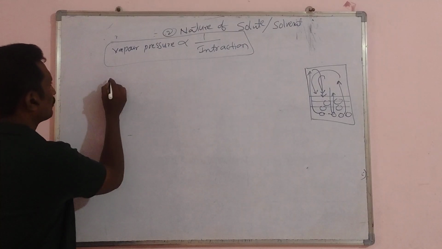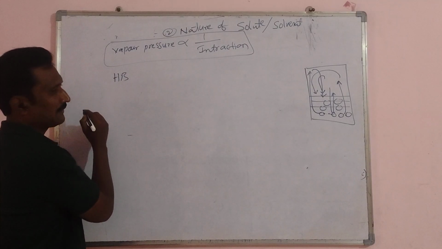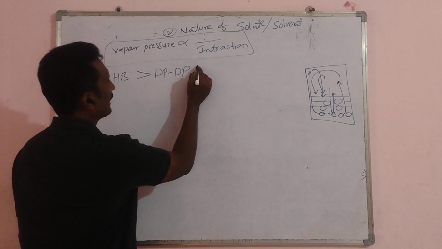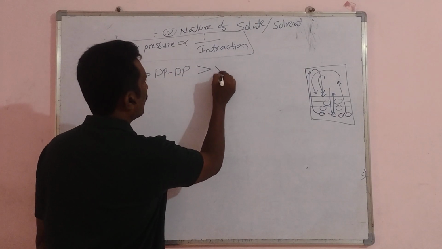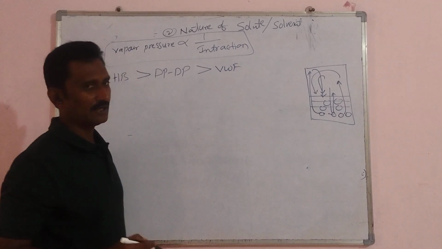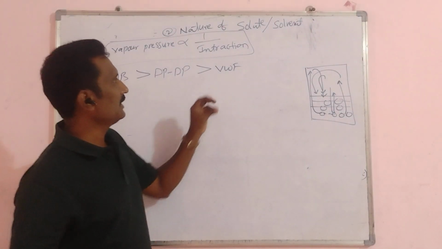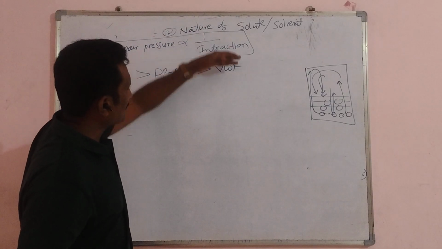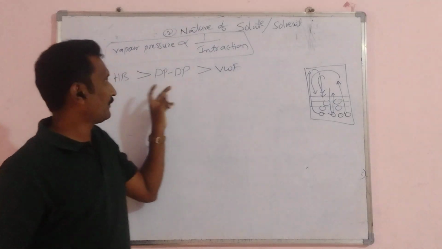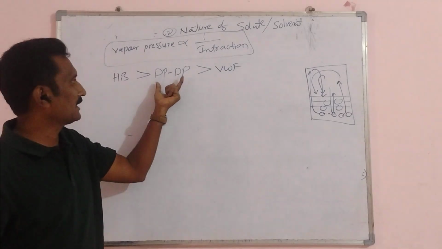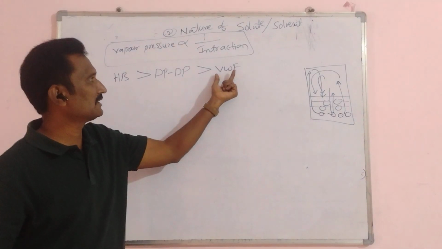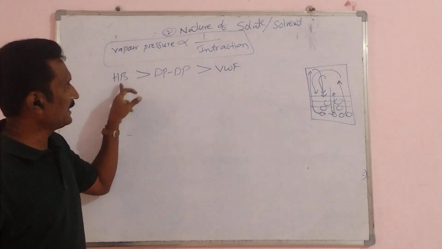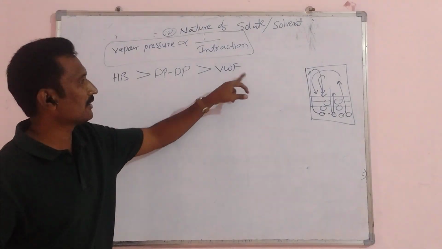Again, intermolecular force order: hydrogen bond is greater than dipole-dipole, again dipole is greater than the van der Waals force when we compare them. So generally on increasing the interaction, vapor pressure decreases, but in interaction also different types of interaction are there. So first one is the hydrogen bonding, second is the dipole force and third one is the van der Waals force. So first priority should be given to the hydrogen bond. Again dipole force. Then next one van der Waals force.